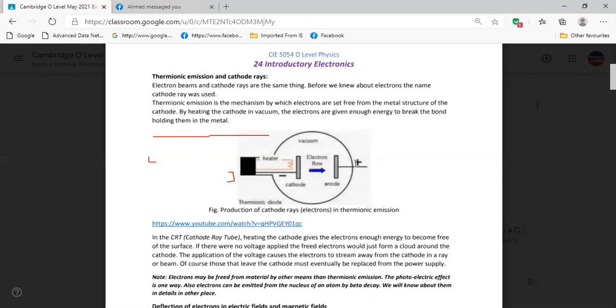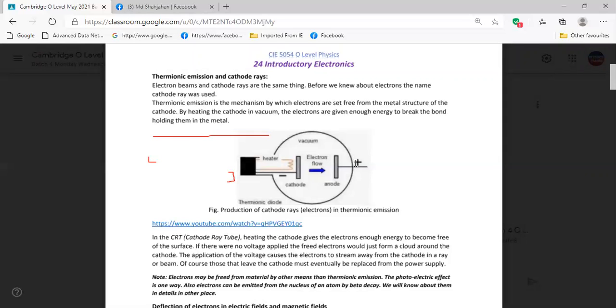Is it clear? And that electron beam is called cathode ray. Cathode ray. Is it clear?